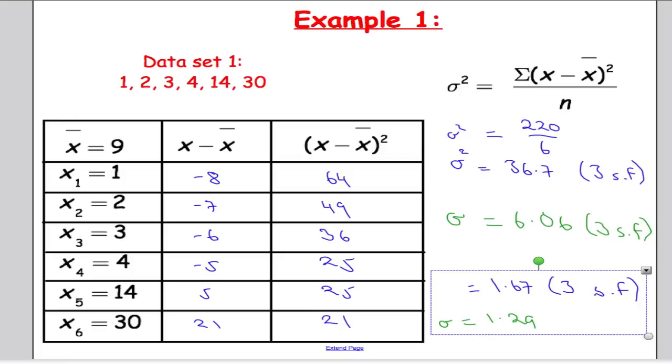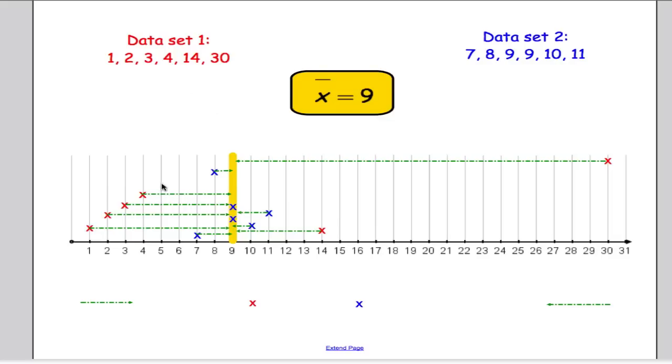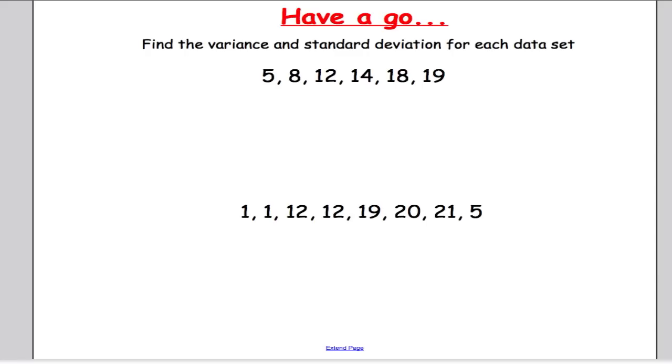And if you go back to our diagram, you clearly see that the red data points were much further away, hence they had a much bigger variance and standard deviation, as opposed to the blue data set, which had a much smaller variance and standard deviation, which is telling us that the data points are much closer to the mean. And that is what the variance and standard deviation do.